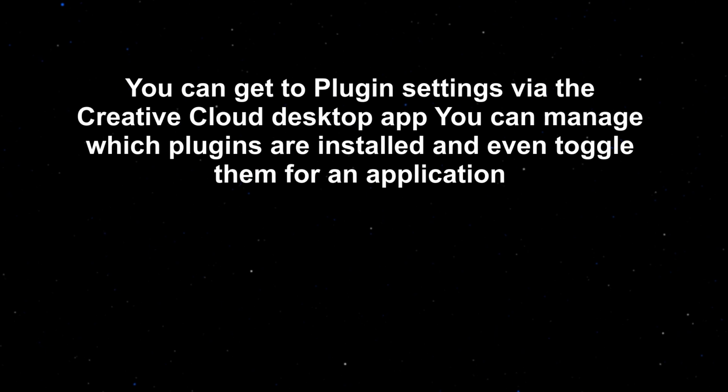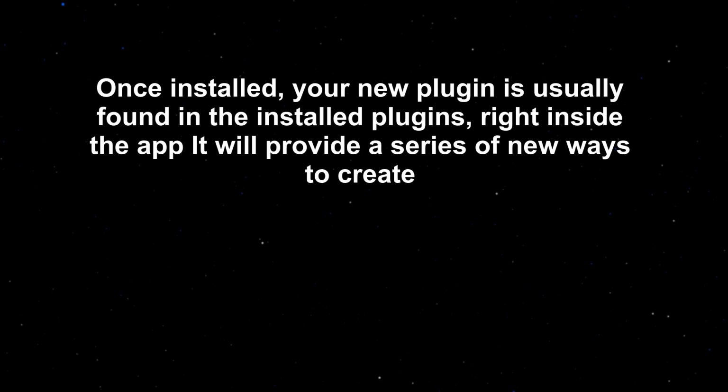You can get to plugin settings via the Creative Cloud desktop app. You can manage which plugins are installed and even toggle them for an application. Once installed, your new plugin is usually found in the installed plugins. Right inside the app, it will provide a series of new ways to create.